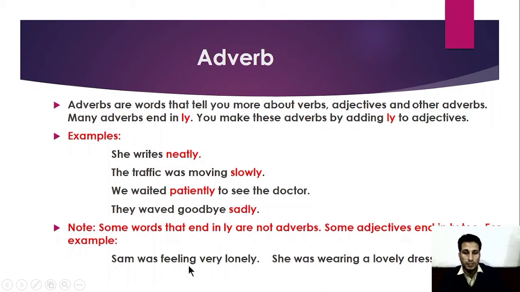For example, Sam was feeling very lonely. Here lonely ends with ly, but it is not an adverb, it is actually an adjective. She was wearing a lovely dress. So lovely is again ending with ly, but it is an adjective, it is not an adverb.